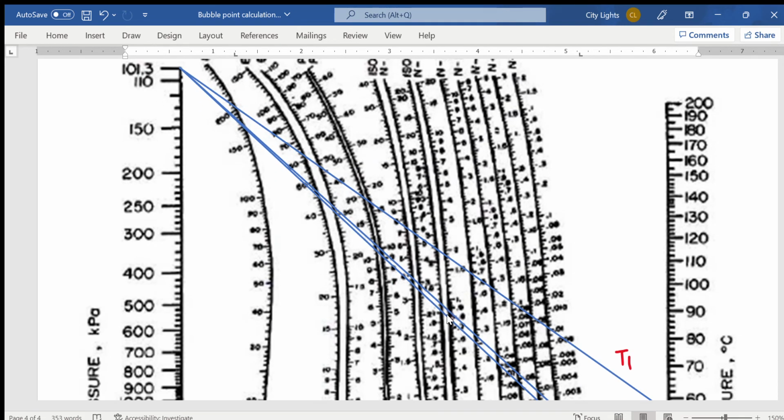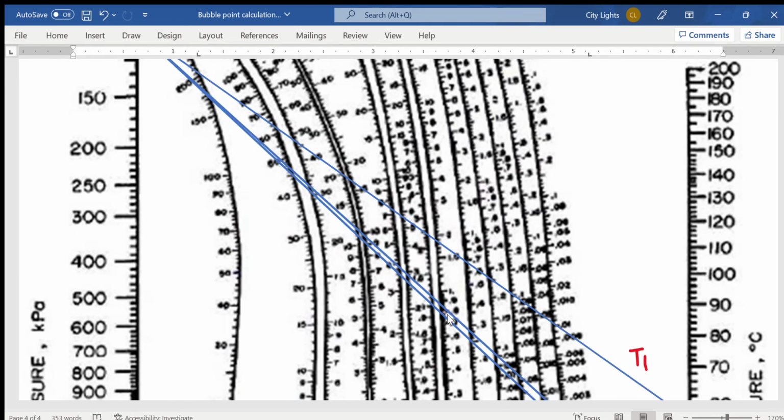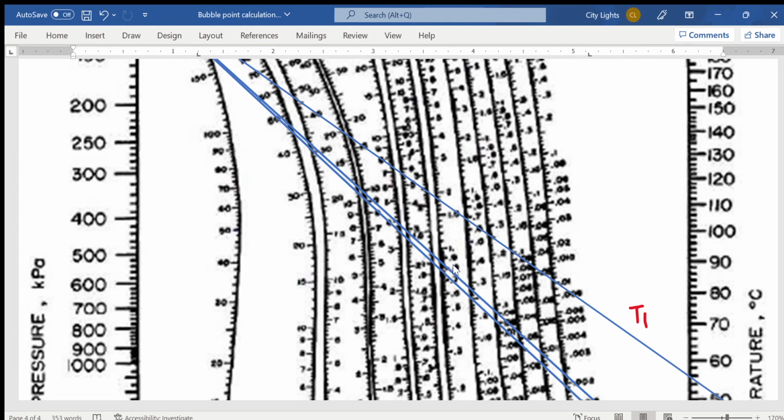Let me magnify it so it's easier to read. So over here, we see this chart's a little bit hard to read. This one is 0.7, this one is 0.8, this one is 0.9. So somewhere over here lies 0.82 for N-pentane.